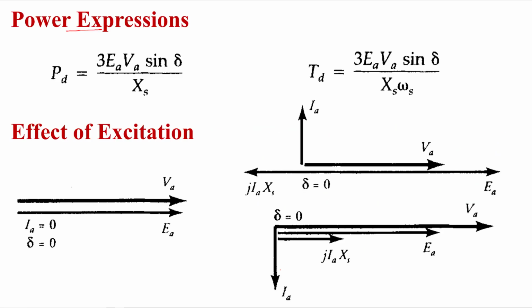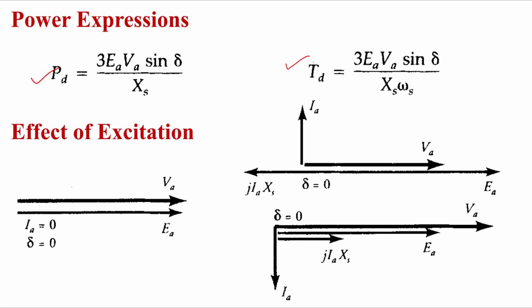Okay, so these are the power expressions for the motor. It is similar to the generator. So your P_D will be 3 E_A V_A sin delta by X_S, and T_D also, just by dividing by omega_S, we find the developed torque in the motor.